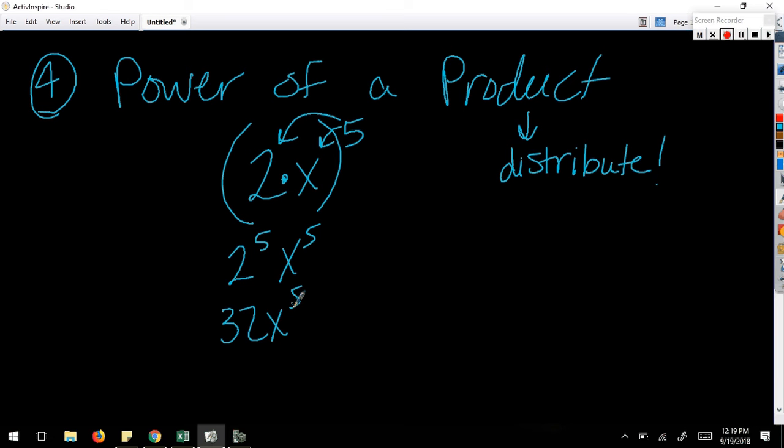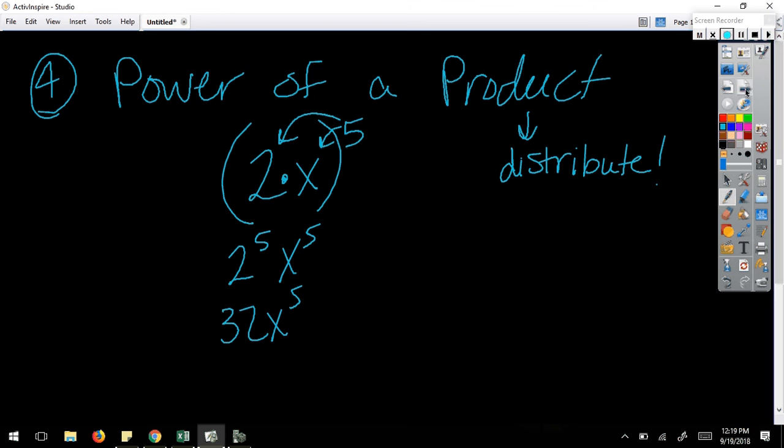Okay, that's product of a power, quotient of a power, power of a power, power of a product. Power of a quotient. Let's do the next one.